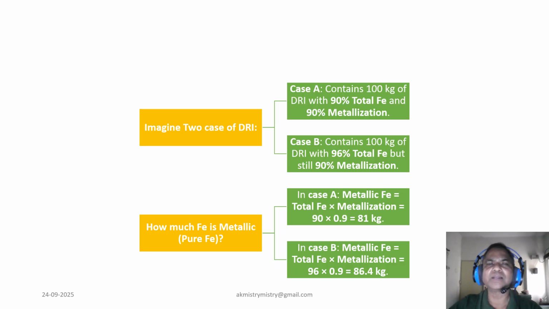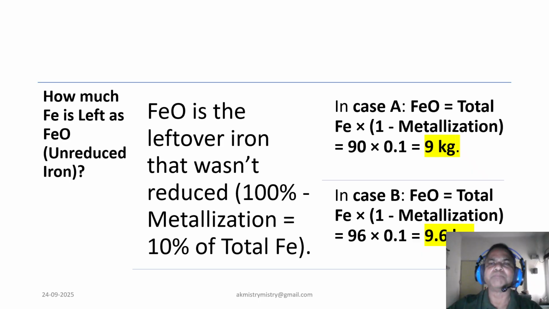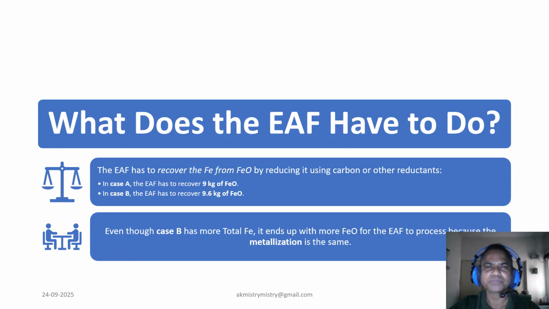So the final lesson from the comparison is that if the metallization were higher, for example 95% instead of 90%, both cases would have much less FeO left over. Therefore, aiming for higher metallization, as close to 100% as possible, is what truly reduces the FeO and makes the EAF's job easier, regardless of the total Fe content. So it creates a lot of clarity on our Fe percent and FeO.